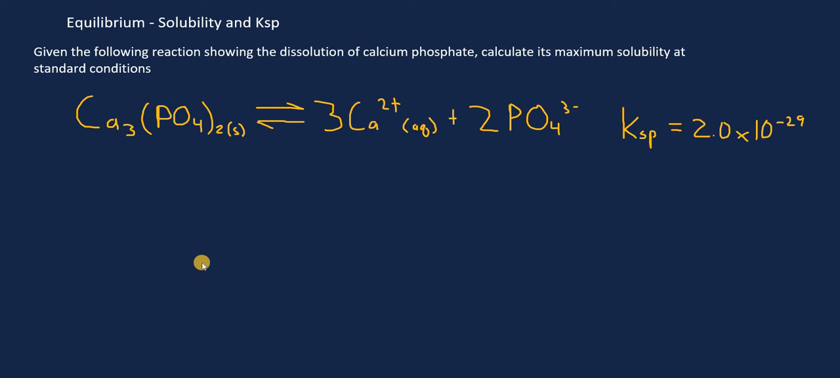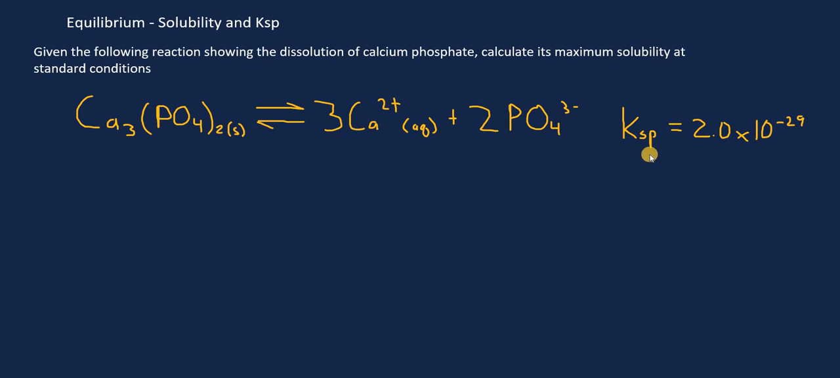In this video, I'll be discussing equilibrium with solubility and Ksp. So this question says, given the following reaction showing the dissolution of calcium phosphate, calculate its maximum solubility at standard conditions. So here we have the equilibrium reaction showing solid calcium phosphate at equilibrium with its component ions, calcium ion and phosphate ion. And we're given a Ksp of 2.0 times 10 to the negative 29.